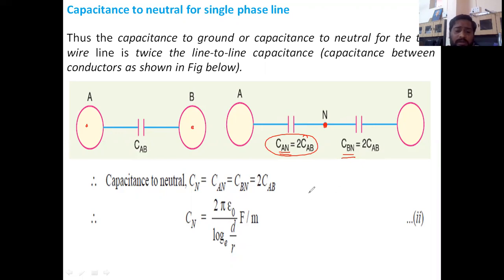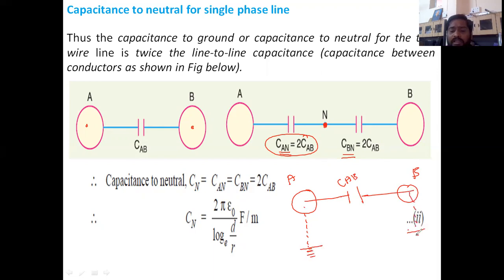How is it possible? Suppose this is the conductor A and B. The capacitance between the two conductors is called the capacitance AB, where each conductor is mounted above the ground, and there is some capacitance generated from conductor to ground. That capacitance is called a neutral capacitance, that is CAN, and similarly this capacitance is called CBN.